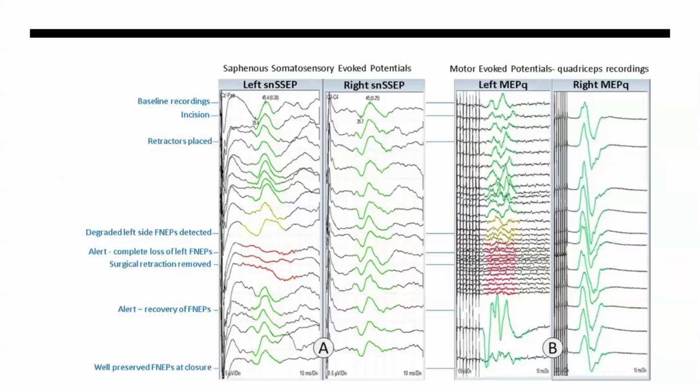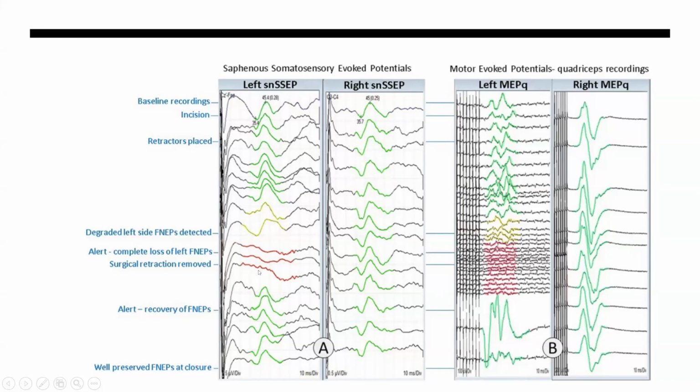So what you're looking at here is a waterfall of sensory evoked potentials from the femoral nerve and motor evoked potentials targeting femoral nerve innervated muscle. So quadricep motor evoked potentials from the beginning of the case to the end of the case. And what you see in red is an isolated change, and remember, these are lateralized surgeries. They're coming in from one side. So we have a left and a right. The right side ends up being our control side.